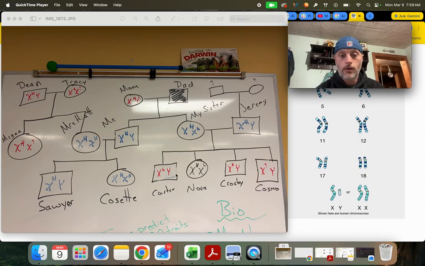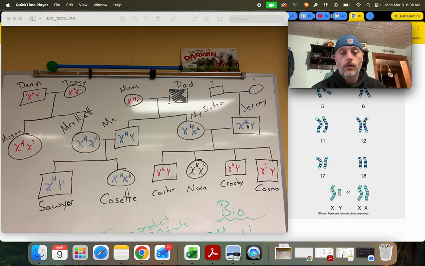Carter is the first boy, then Nova, Crosby, and Cosmo. Nova, Carter, and Crosby are old enough that we know whether they can or cannot see color. But when we found out Nova was going to be a girl, we knew she would be able to see color, because she has to get the capital H from Jeremy, since that's the only X chromosome he has to give. So if he gives an X, the baby can see color.